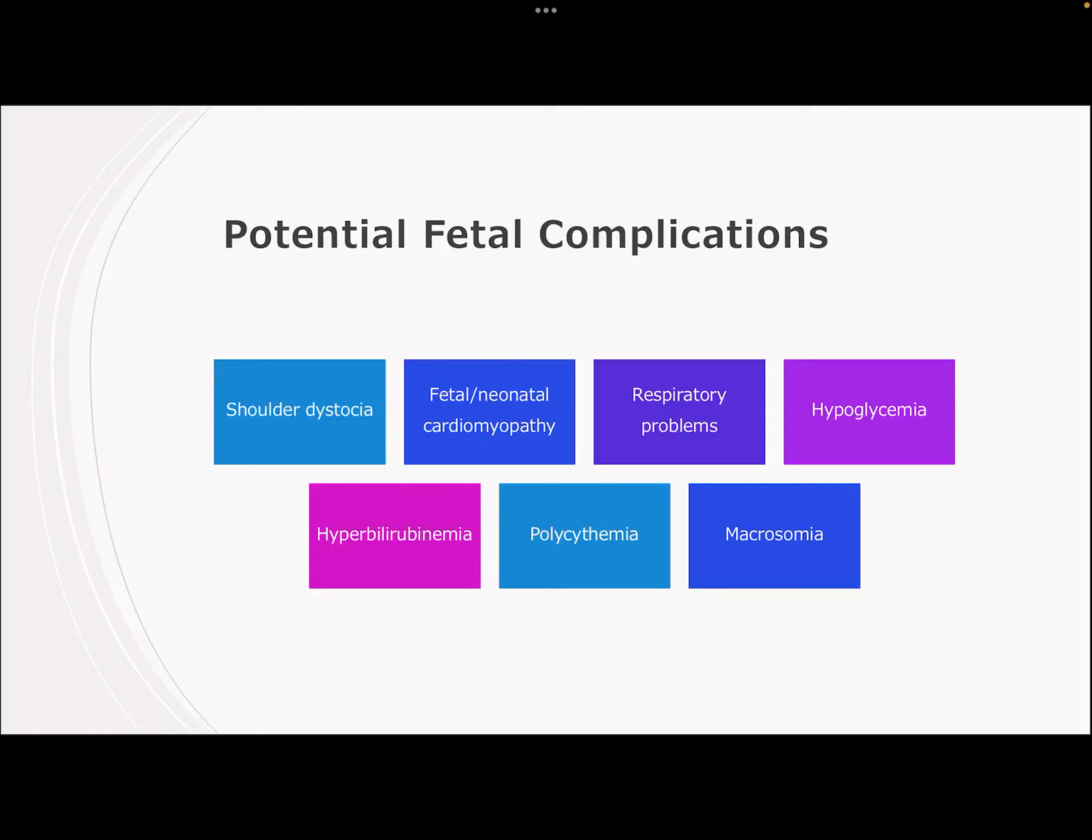Hypoglycemia often occurs at birth because the fetal pancreas begins to respond to the maternal hyperglycemia by secreting large amounts of insulin at 10 to 14 weeks gestation.